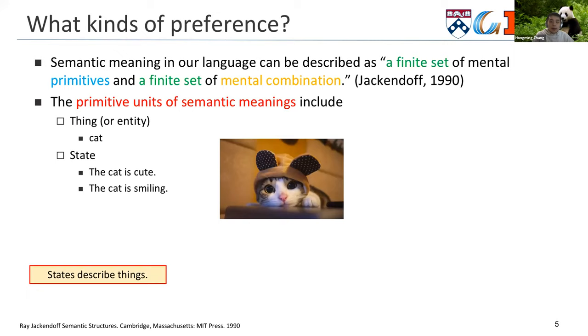Okay, so everything we have been discussing so far is static. However, the world is dynamic and everything is changing. That is why we also need to understand events, or more precisely, actions.